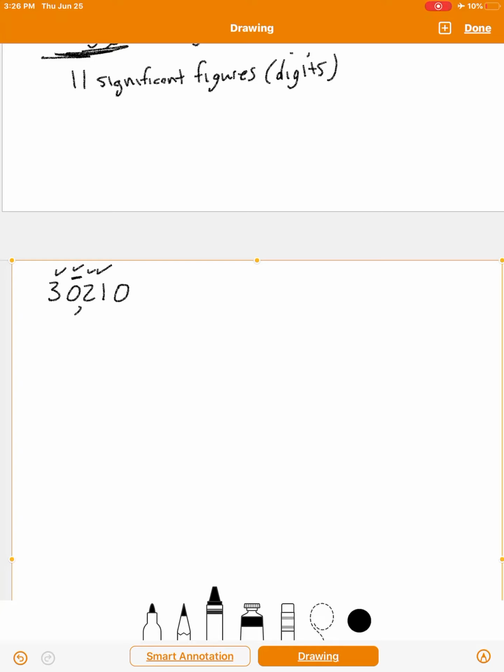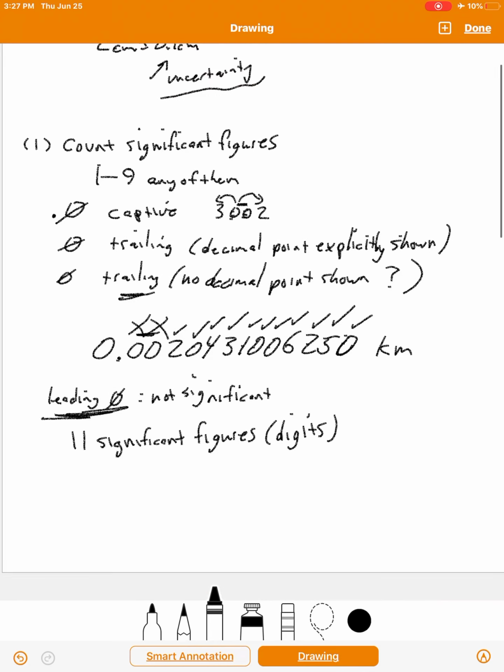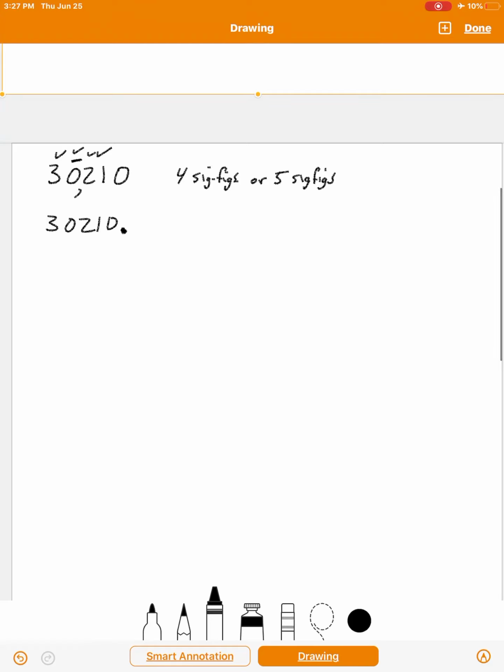So that tells us it could either be 4 significant figures, I'll abbreviate it sig figs, or 5. Okay? One way to ensure that it's significant, if you want people to know it's significant, is to put the decimal point. Because if it has a decimal point and it's a trailing 0, it's definitely significant. So this one would definitely have 5. That gets rid of any ambiguity. Okay? So there you go.